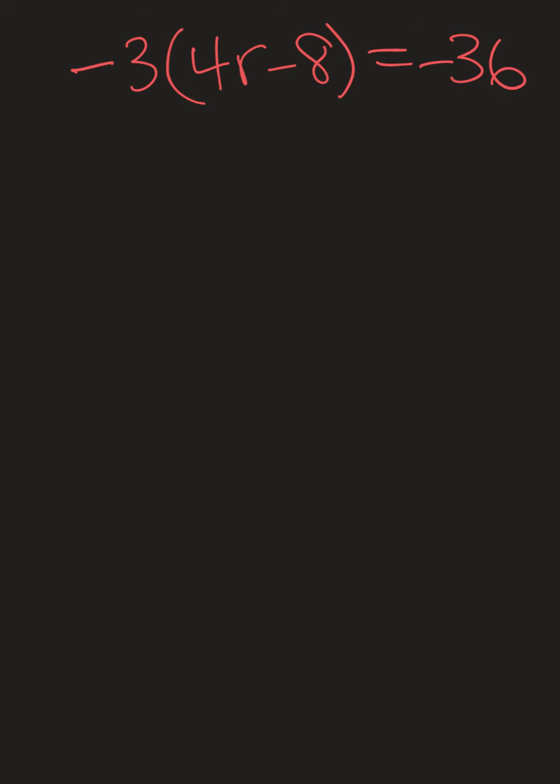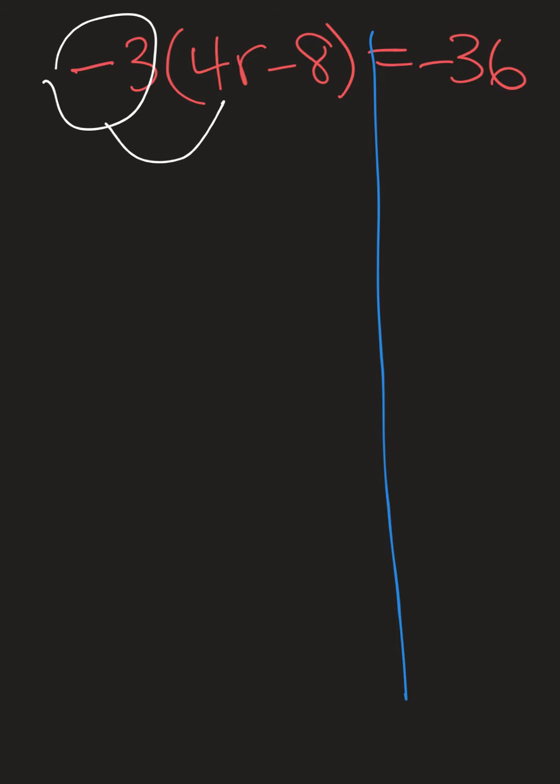Another example. I'm going to draw my wall through my equal sign. That did not go how I wanted it. Draw my wall through my equal sign. And then I'm going to distribute again. This time I'm going to distribute -3 again, times 4r and times -8. So -3 times 4r is -12 times r. And -3 times -8 gives me a positive, right? Negative times negative, 24.